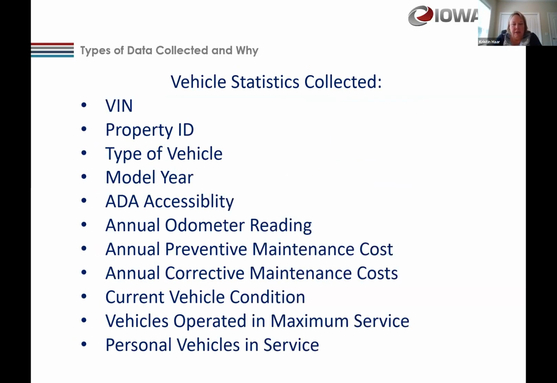So for our vehicles, we also collect quite a number of data, including obviously the VIN number, and then whatever property ID they've assigned to it. And then they have to report the annual odometer reading and the annual preventive maintenance cost and corrective maintenance costs to us, and the current vehicle condition. We also need the vehicles operated in maximum service for the NTD reporting, and then number of personal vehicles in service. So if you have any volunteer drivers or anything like that using their own vehicles, they report those to us on an annual basis.